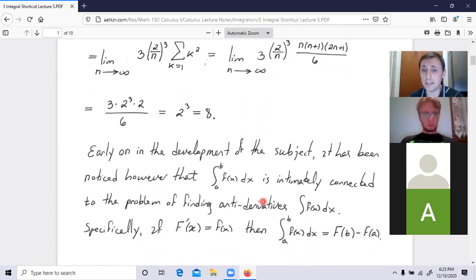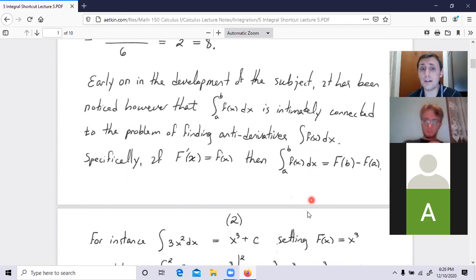And that involves taking antiderivatives. You see that the definite integral and the indefinite integral have the same appearance. Now, it's clear why we have this representation for the definite integral, because it refers to summing up the areas of the thin rectangles, whereas the indefinite integral refers to finding an antiderivative of the function.